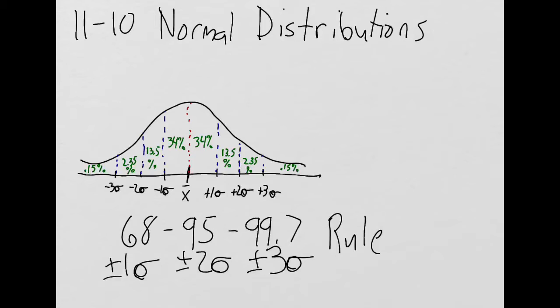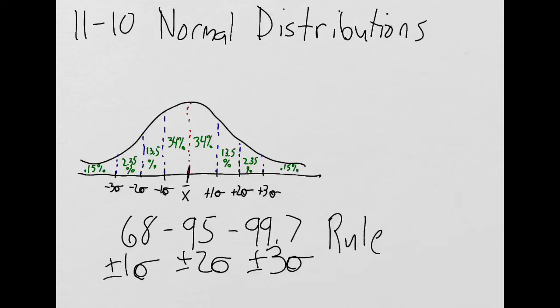Also, if you look in the two tails right at the end, you have a little bit left over. If you add up everything within ±3 standard deviations, we get 99.7. Well, that means there's 0.3 left over. And if we divide that by 2, that means there's about 0.15% above the +3 and about 0.15% below.